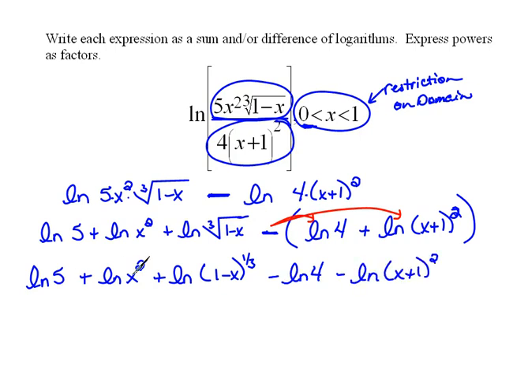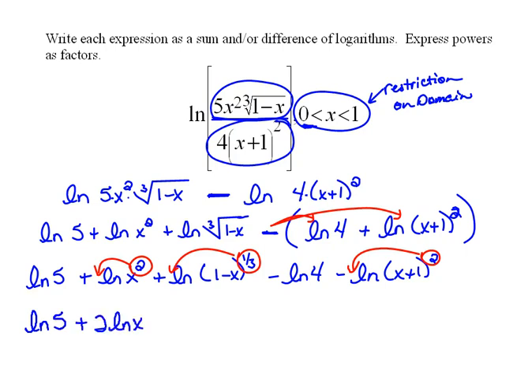We have separated these out into smaller logs. We don't have anything else multiplied or divided in any one of these terms. But we do have exponents. Each one of those exponents or powers need to be brought down as factors. So our final answer will be the natural log of 5 plus 2 natural log of x plus 1/3 natural log of 1 minus x, minus the natural log of 4 minus 2 natural log of x plus 1.